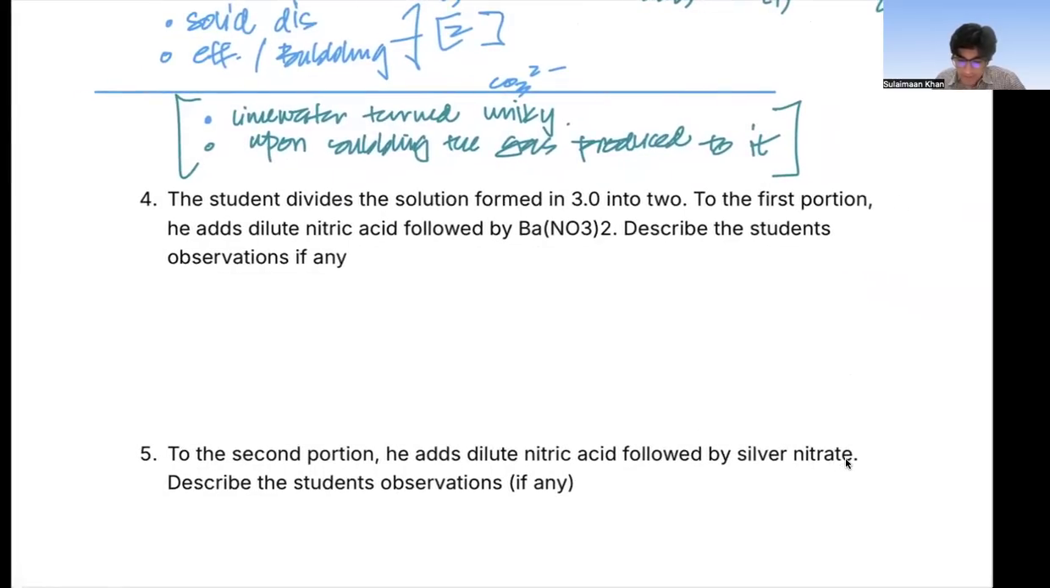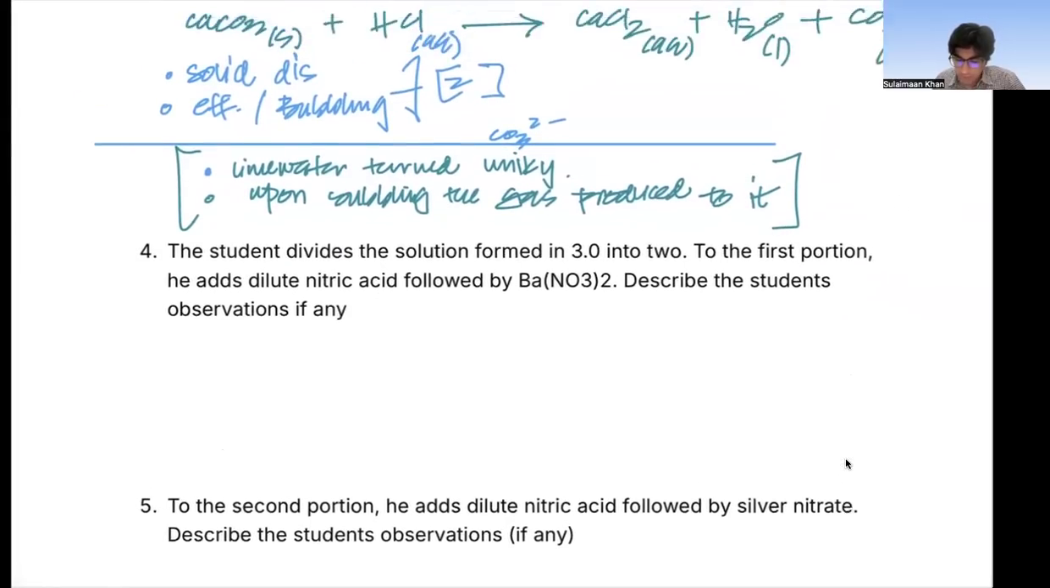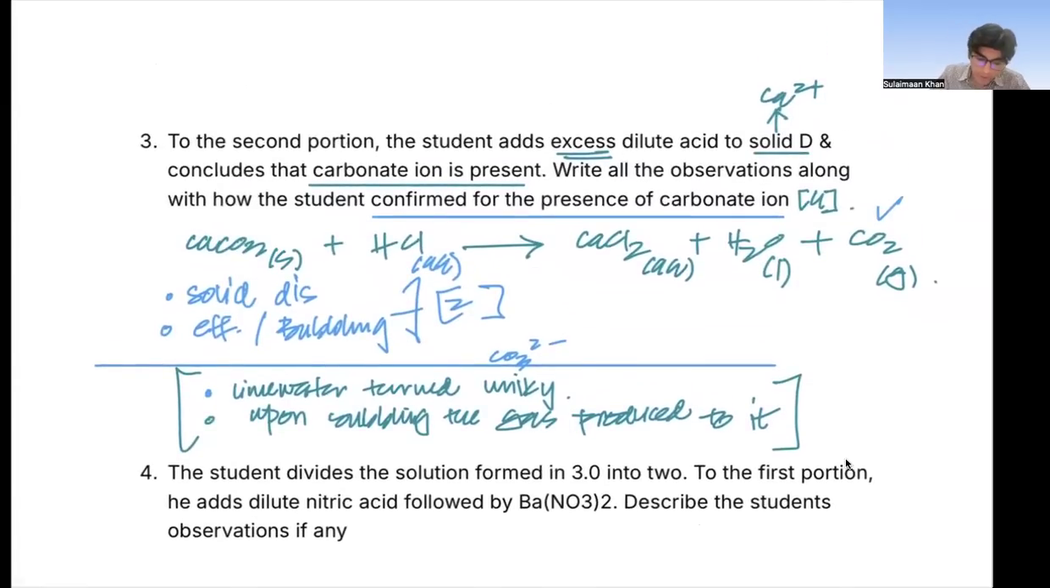The student divides the solution formed in 3.0 into 2. Now, this is 3.0, the solution formed in it, which solution is formed? That is why I say write the equation when you get the chance. Most of the time we aren't able to write the equation because we don't know, but when we have information we can also write the equation.